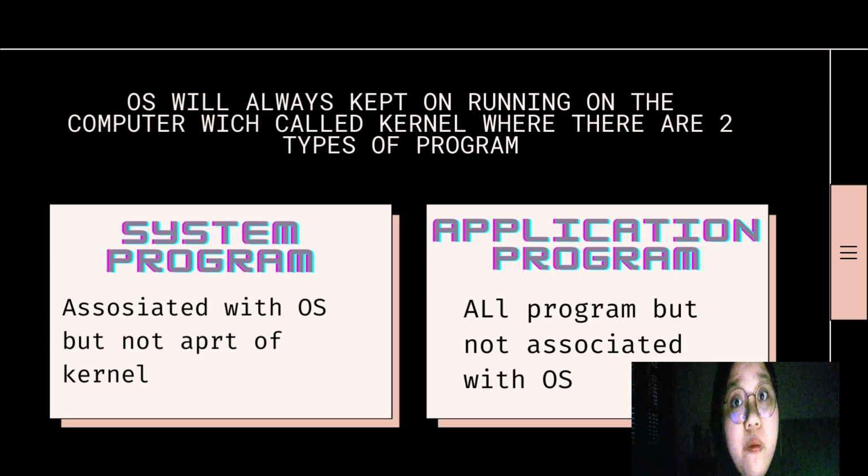Besides the kernel, there are two types of programs, which are system programs and application programs. System programs are associated with operating system, but not part of the kernel. Meanwhile, application programs are all programs not associated with operating system.